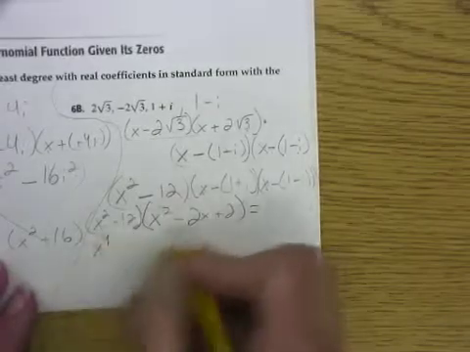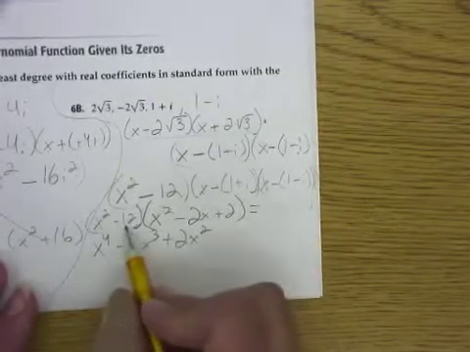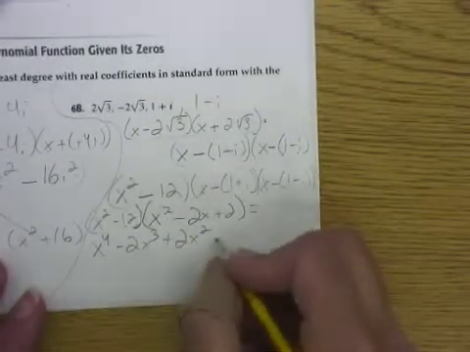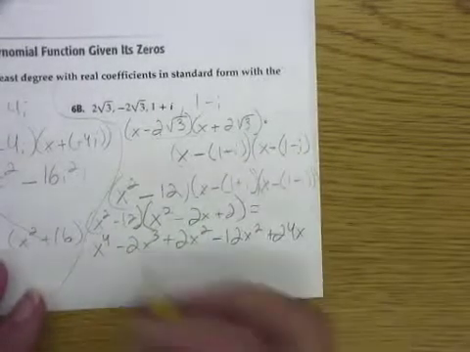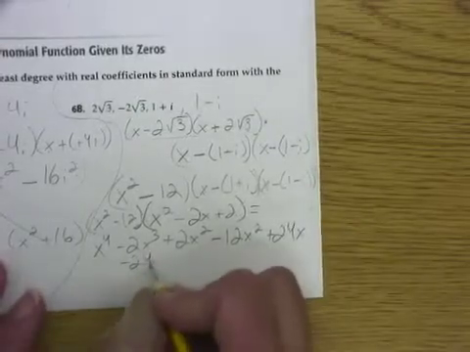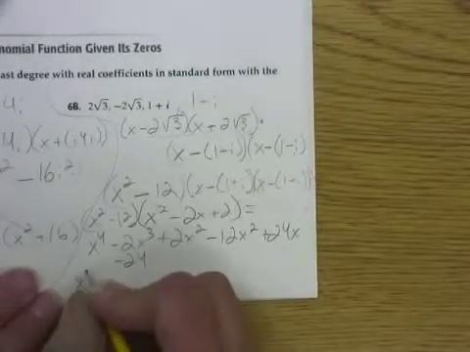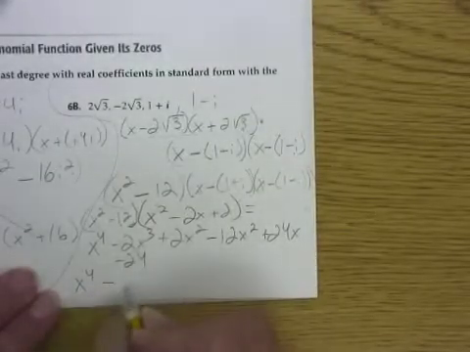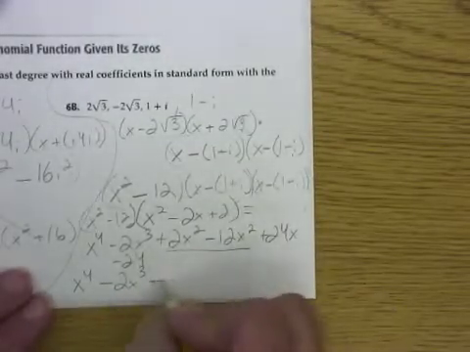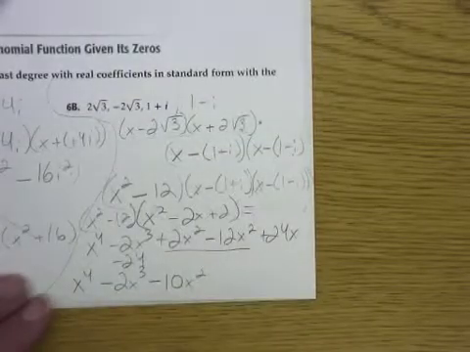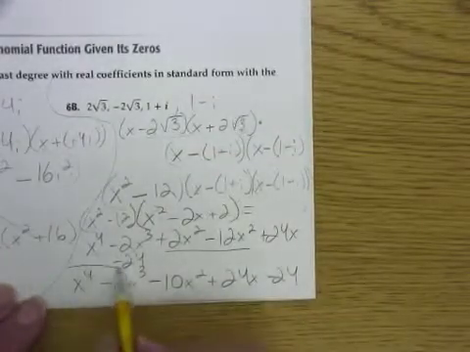So here we go. x to the fourth minus 2x to the third plus 2x squared. And now taking the negative 12 times x squared, I have minus 12x squared plus 24x and then minus 24. And when I finally combine my like terms, I've got x to the fourth minus 2x to the third. These are like terms, and when I combine them, I get negative 10x squared, and then plus 24x minus 24.